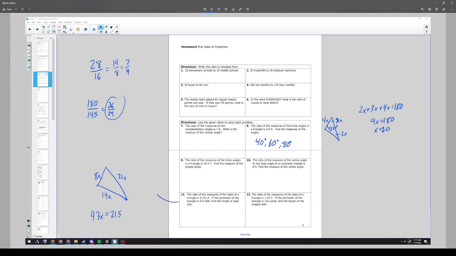All right, that is 43, right? 43, that is divisible, okay. So we're going to divide by 43. Then we get x equals 5. So it says the length of each side. So we've got to take that 5 and plug it back in. We have 40, these are feet, 40 feet. We have 70 feet. And we have 105 feet. That's it. So that's how we work these kinds of problems.